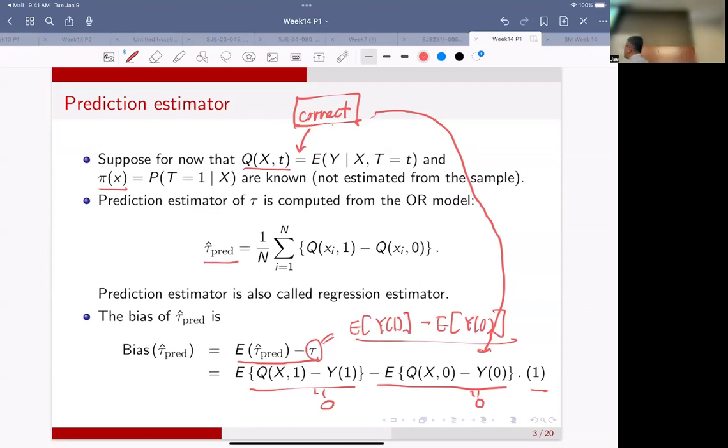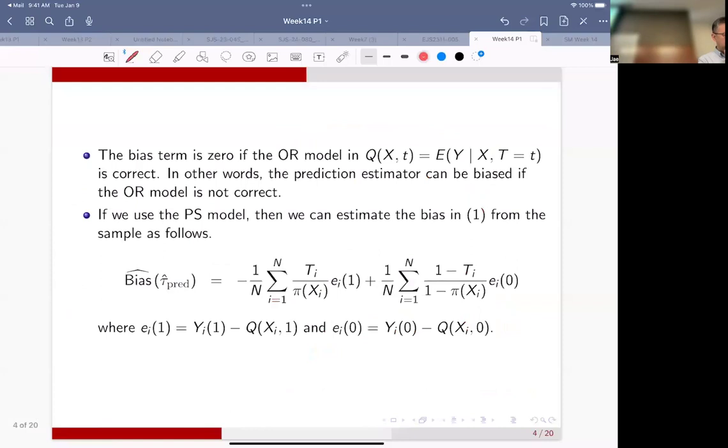We kind of take it for granted, but the result is built on an assumption, and the assumption is that this Q function is correct. Under that assumption, this is 0. But now the question is, what if they are incorrect? The bias term is 0 if the outcome regression model in this conditional expectation is correct. In other words, the prediction estimator can be biased if the outcome regression model is not correct.